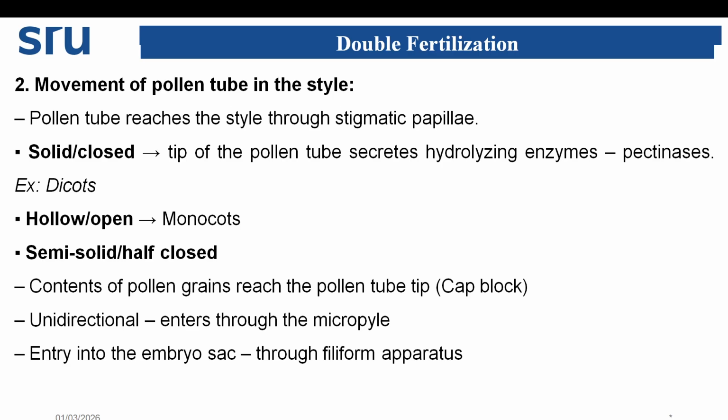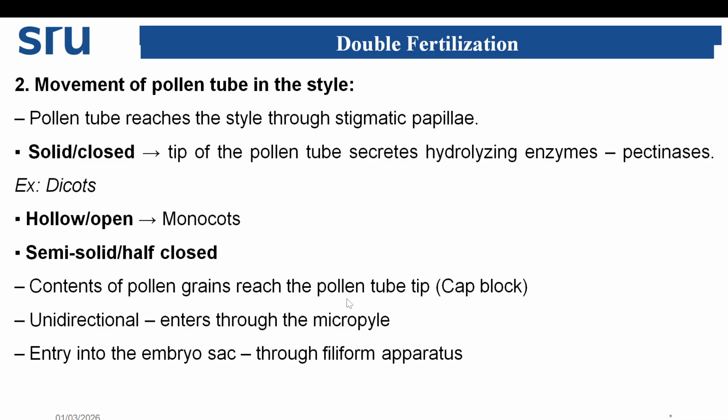Second step, that is movement of the pollen tube inside the style. So the pollen tube reaches the style through stigmatic papillae, solid or closed. The tip of the pollen tube secretes hydrolyzing enzymes, that is pectinase. Example, dicots. In monocots it is hollow and open. Then the third case, that is semi-solid or half closed.